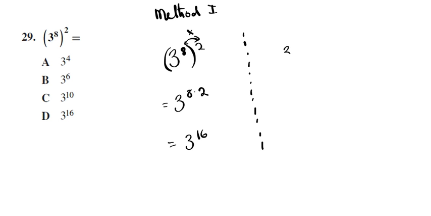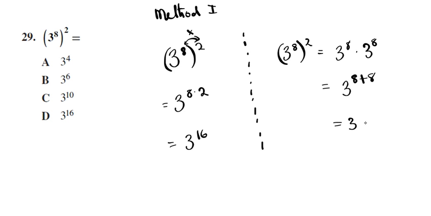There's also another way of doing it if you don't remember this rule. You have 3 to the 8th, and then you're squaring it. So what does that mean? It basically means you have 3 to the 8th times 3 to the 8th. That's what square means, it means 2 copies, right? So how do you work this out? When bases are the same, remember your law of exponents, you add the powers. So it's going to be 3 to the 8th plus 8, which is 3 to the 16th. Bam, same thing. So your answer is D. Whichever method you want, you can go ahead and use, all right?